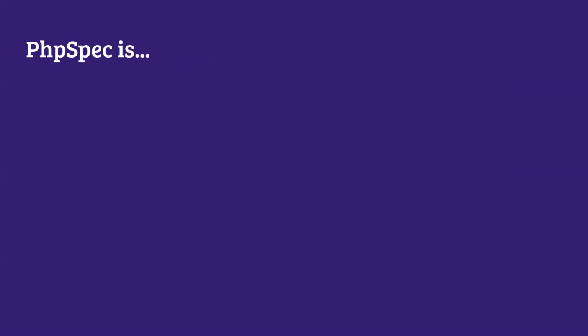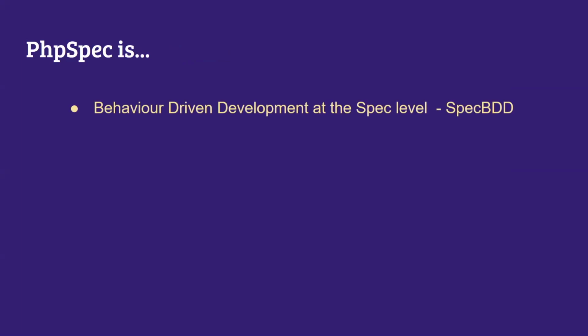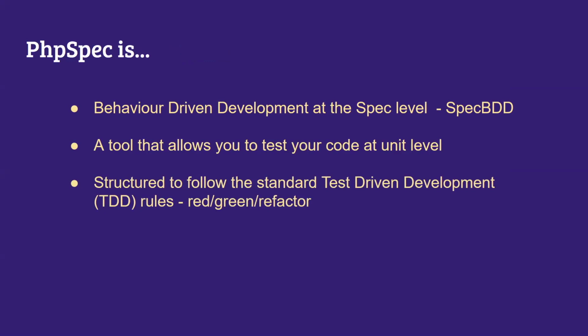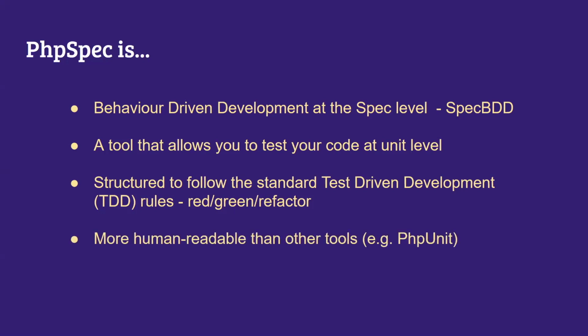In summary then, we can say that PhpSpec is behavior-driven development at the spec level, or spec BDD, a tool that allows you to test your code at unit level, is structured to follow the standard test-driven development TDD rules of red, green, refactor, is more human readable than other tools, for example, PhpUnit. And finally, and you may not agree with me yet on this one, but believe me, give it time and you will, PhpSpec is actually awesome.